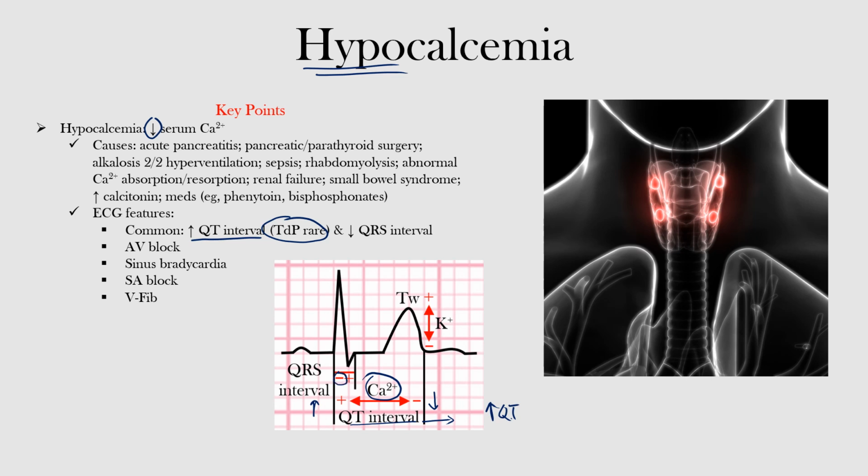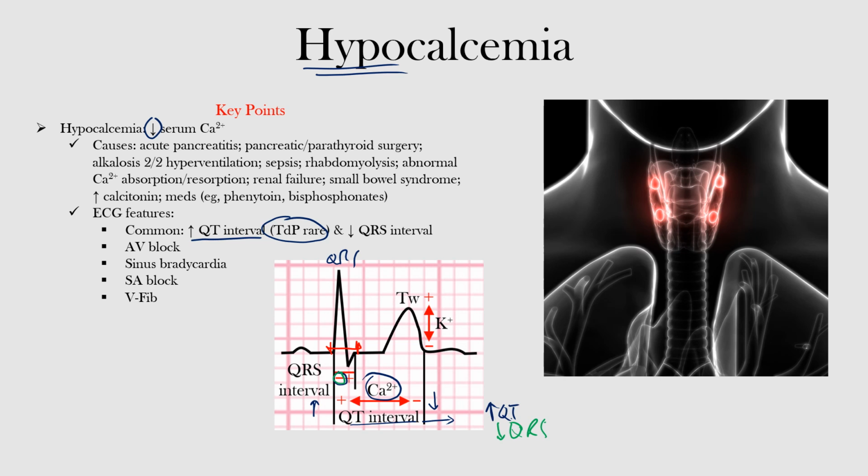Here's our QRS interval. Here's our QRS complex. The interval is from the beginning to the end of it, and we're going towards the negative mark there. So we're going to see a decrease in our QRS interval. Remember, the decrease in the QRS interval has no real clinical significance. Now, I want you to recall that these are pretty much the opposite changes we saw in hypercalcemia. Some other less common EKG features include AV block, sinus bradycardia, sinoatrial block, and ventricular fibrillation, or VFib.